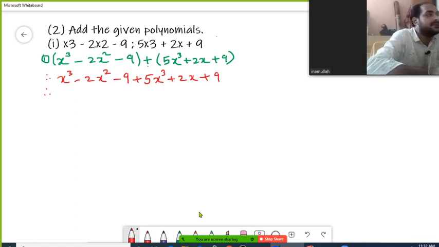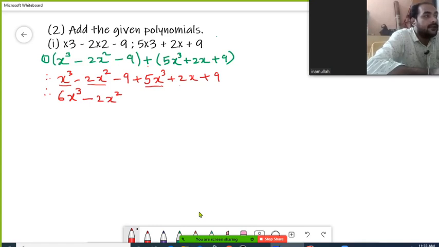So you can see this x cube and 5x cube, these two terms have the same variable, that is x, and their powers are also the same, their power is 3. So positive 1x cube and positive 5x cube will give you 6x cube. Then we don't have a like term similar to this 2x square, so we will not do anything with this. You will write it as 2x square.